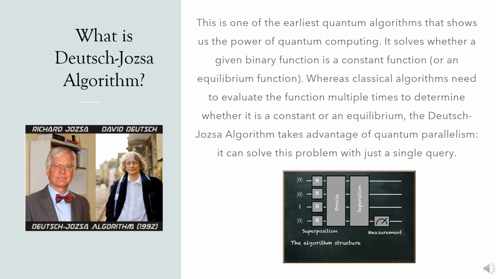The Deutsch-Jozsa algorithm takes advantage of quantum parallelism and quantum principles such as superposition and entanglement to solve this problem with just one query.